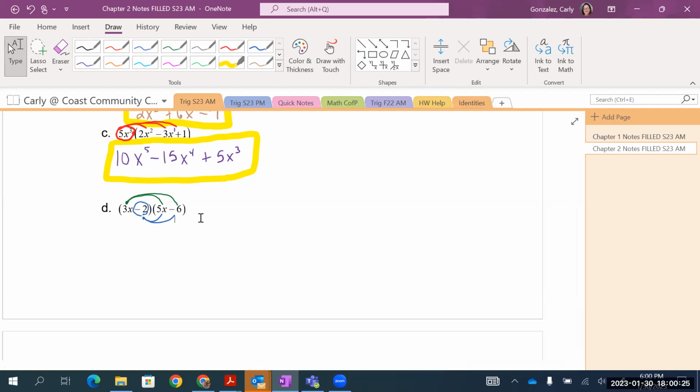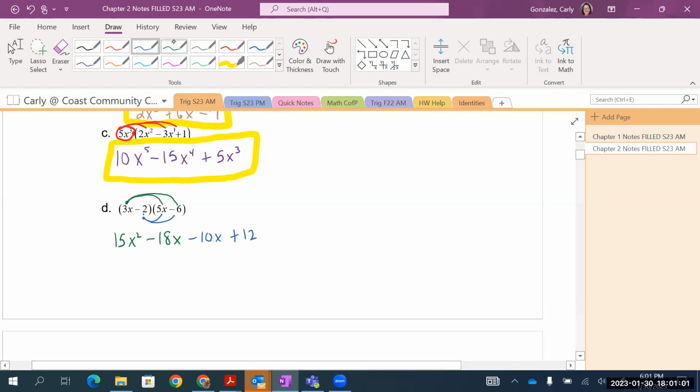So let's go ahead and we'll start with the 3x and multiply that first by 5x. So 3 times 5 is 15. x times x is x squared. And then we'll multiply 3x times -6. So 3 times -6 is -18. Bring down the x. Similarly, -2 times 5x is -10x. And then -2 times -6 is a positive 12. A negative times a negative is a positive.